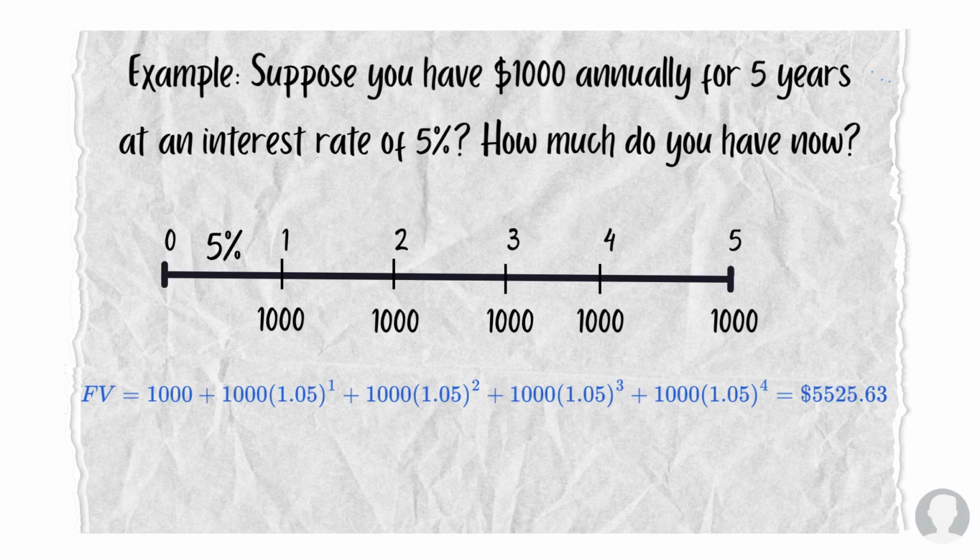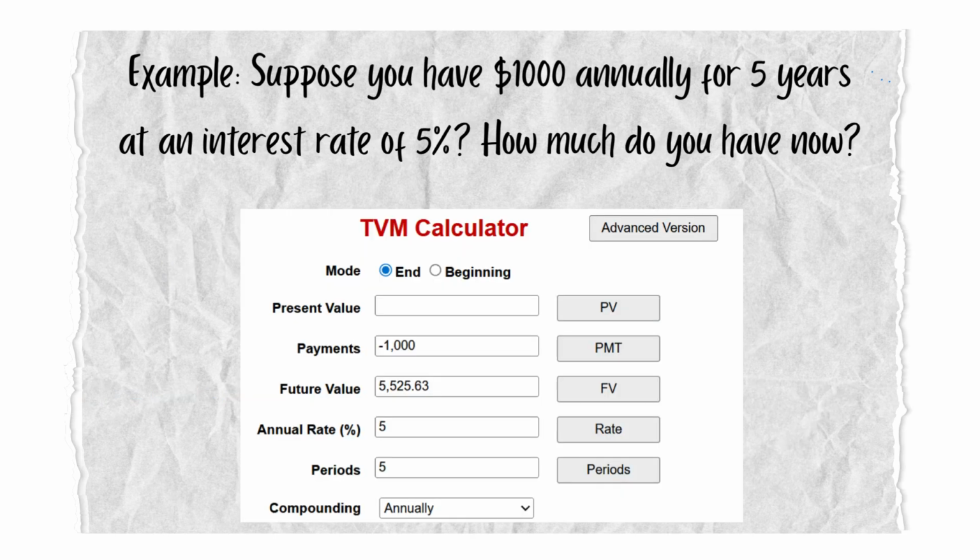So for this example, at year 0, there's no interest, so it'll be 1,000. So we'll use 1,000 plus 1,000 multiplied by 1.05 to the power 1, and so on until n is 4. And you'll obtain the answer of 5525.63. So the previous slide was on the timeline and formula method. So let's look at FC, which is the financial calculator, now.